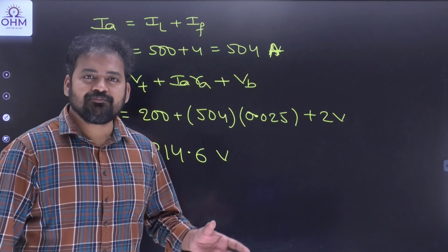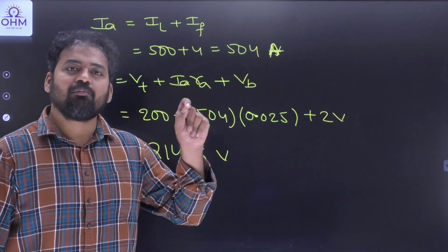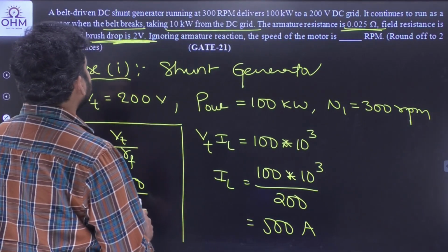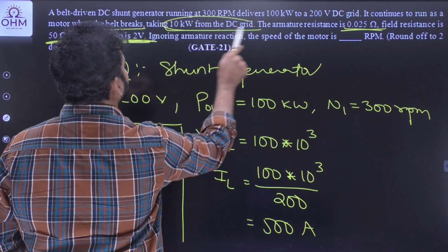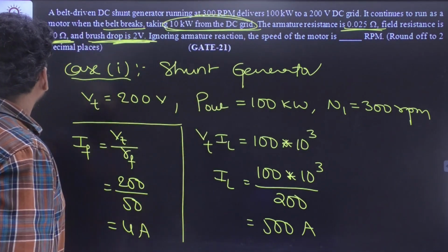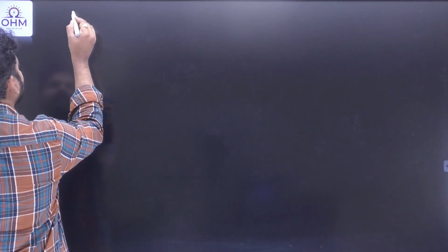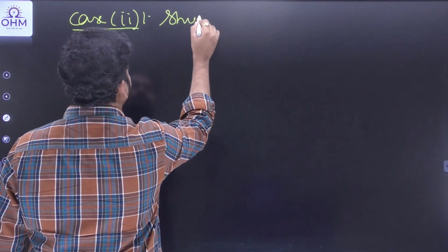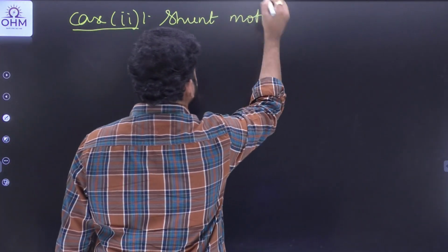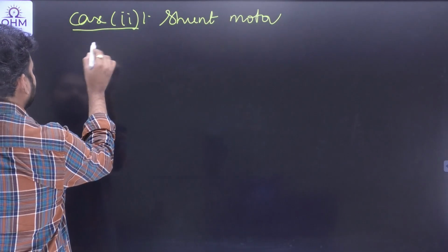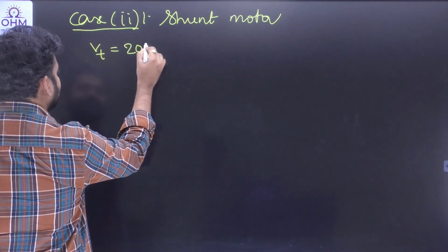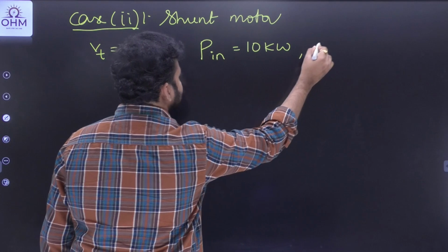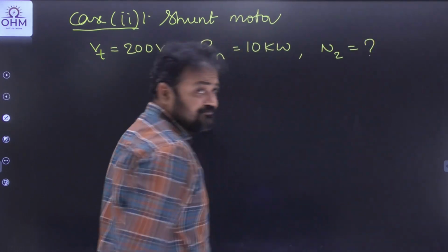Now the belt was broken. The same machine will start acting like a motor. Understand? And drawing how much power? Motor was drawing only 10 kilowatt. So in the next case, case number 2, the same machine starts acting like a shunt motor. Terminal voltage does not change because it is bus bar. But this time the input power is 10 kilowatt. So what is the speed of the motor is the question.